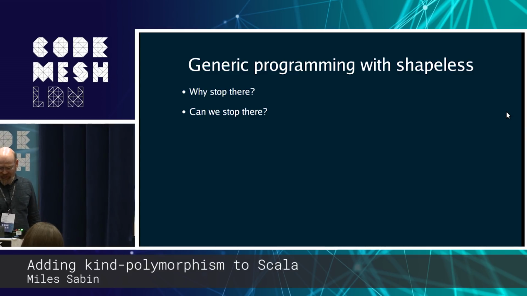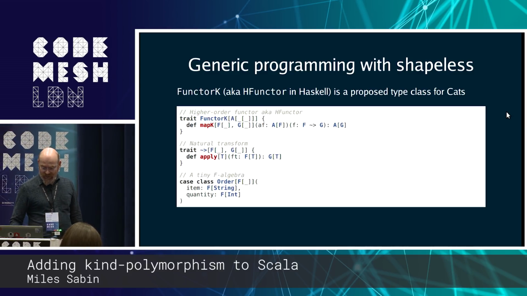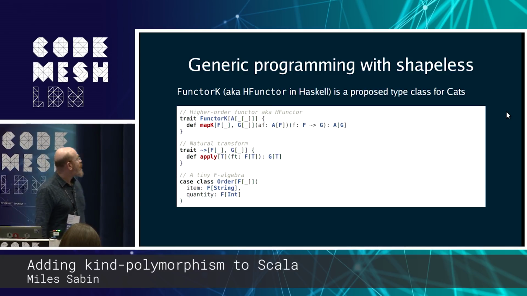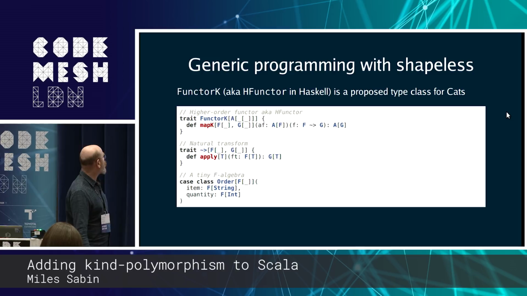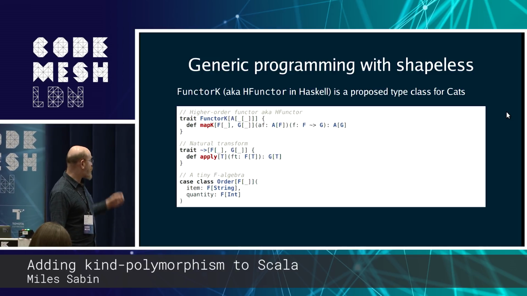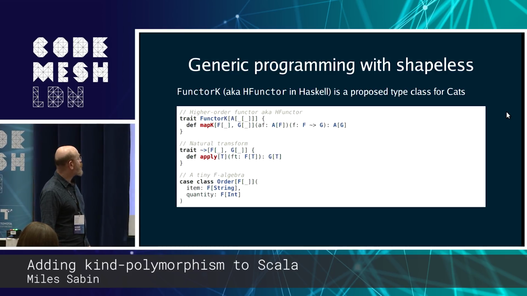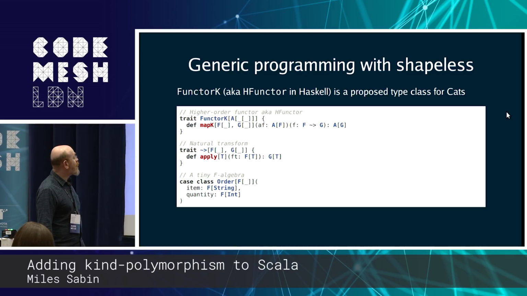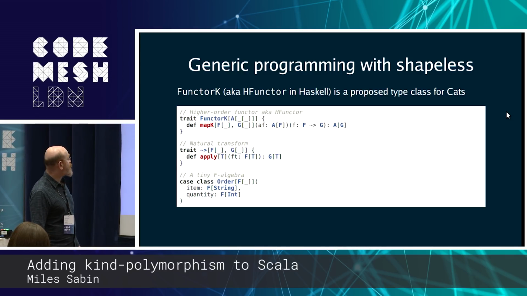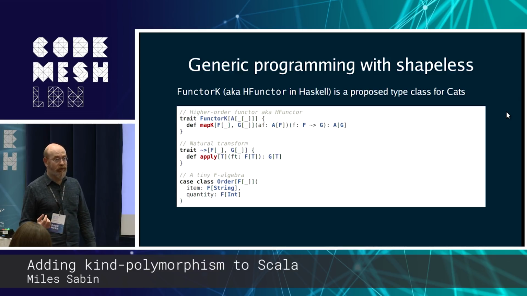So it feels unsatisfactory. Here's an example of something. So this is FunctorK. I'm not quite sure if that's in Cats yet or not, but it's certainly been proposed. It's sometimes known in the Haskell world as a higher order functor or an HFunctor. So it's basically a functor, but the idea is that instead of mapping a function over a container of T's, you map a natural transformation over a container of F of T's.